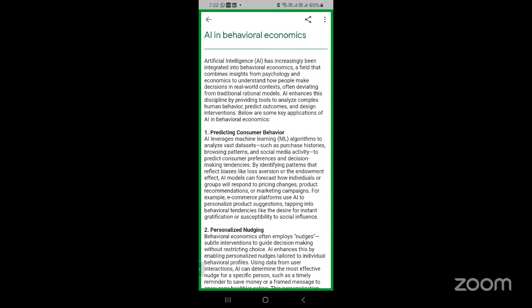You can change the product price and see whether this change is affecting consumers' purchase decision, whether the consumer is ready to recommend the product or the service he or she has received, or a marketing campaign. For example, e-commerce platforms use AI to personalize product suggestions, tapping into behavioral tendencies like the desire for instant gratification or susceptibility to social influence.